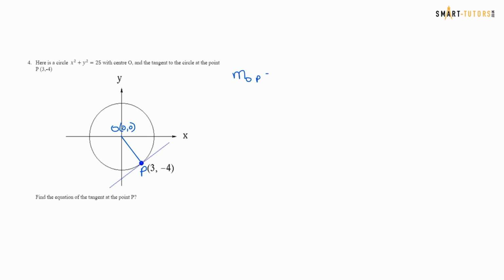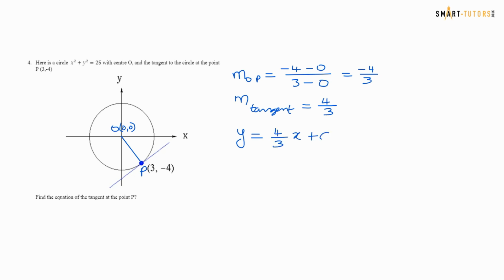The gradient of OP is minus 4 minus 0 over 3 minus 0, which is minus 4 over 3. So the gradient of the tangent, the perpendicular line, is the negative reciprocal, so 4 over 3. So the equation of the tangent line is y equal 4/3 x plus c. So this is going to be 90 degrees and the point 3 comma minus 4 is going to be there.